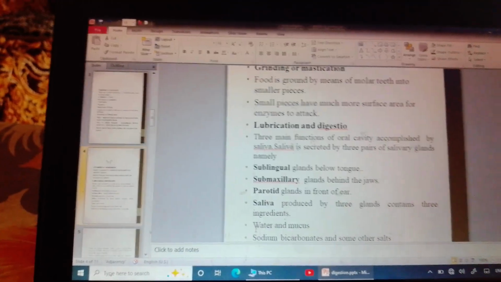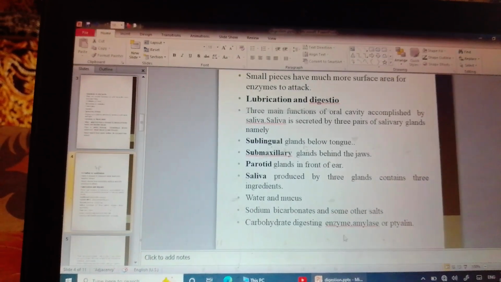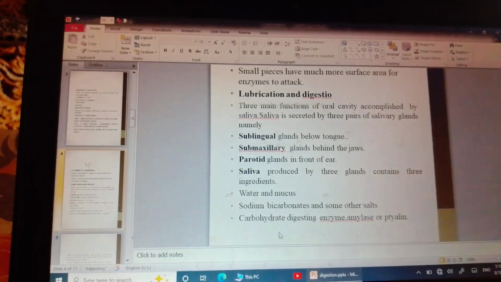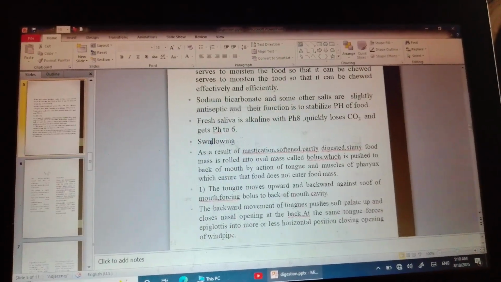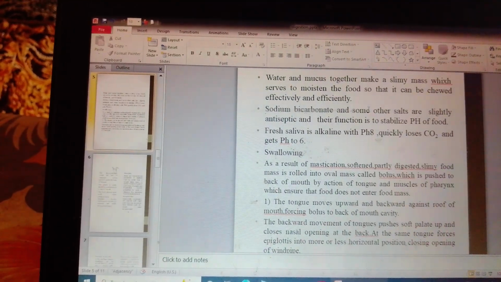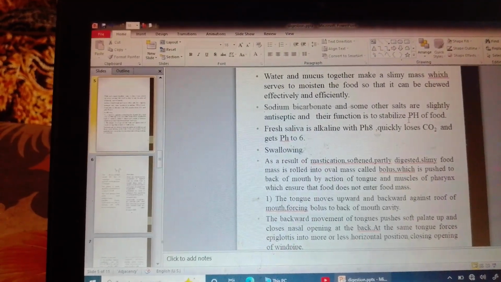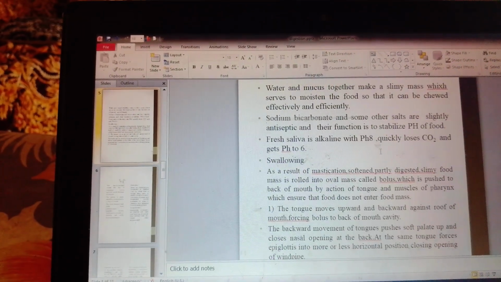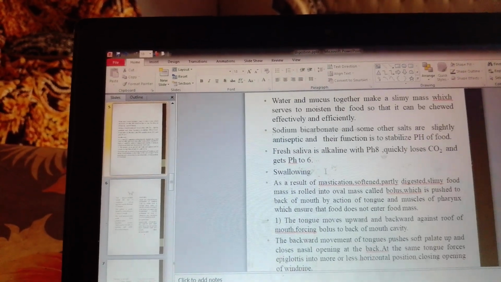Now saliva contains three ingredients: water and mucus, sodium bicarbonate and some other salts, and a carbohydrate digesting enzyme, the amylase, ptyalin. Water and mucus make a slimy mass which mixes the food with the saliva so that it can be chewed. Sodium bicarbonate and other salts are antiseptic and they stabilize the pH. Saliva is mostly alkaline, with pH 8, but it loses carbon dioxide and the pH gets to 6.